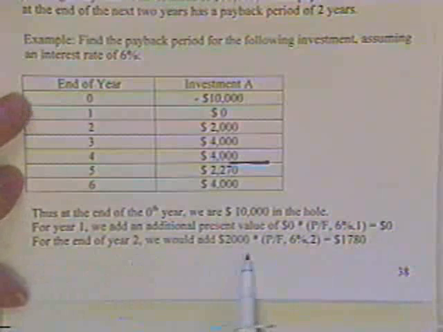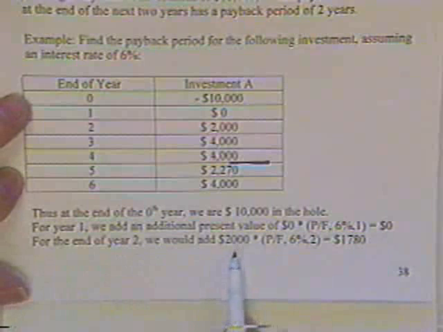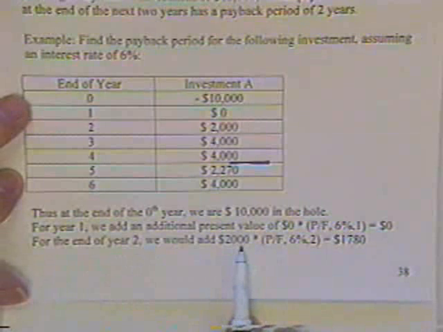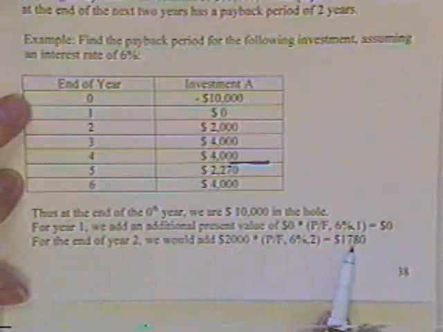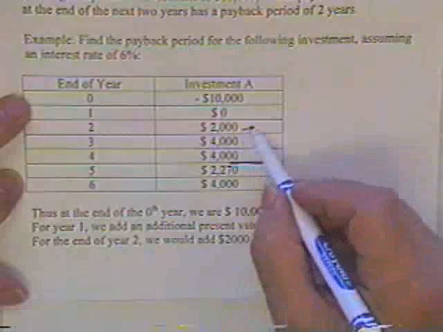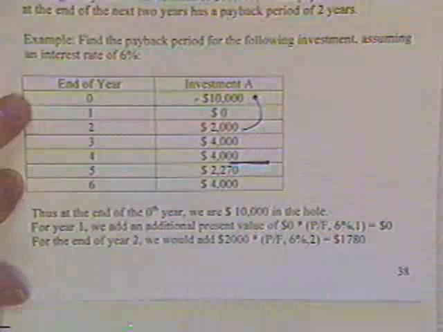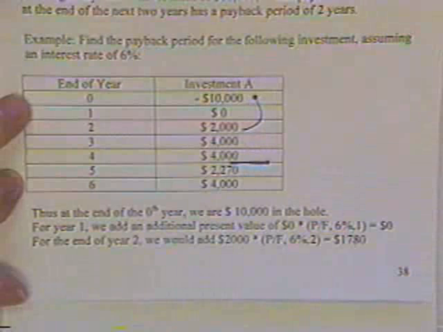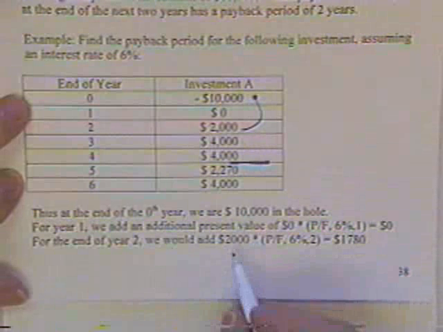For the end of year 2, we would actually have some present value. In other words, I can count on some present value by knowing that at the end of the 2nd year I'll get $2,000. It won't be worth $2,000 to me, so I'm going to have to bring the $2,000 back to what it's worth to me back at the point I'm considering that decision.